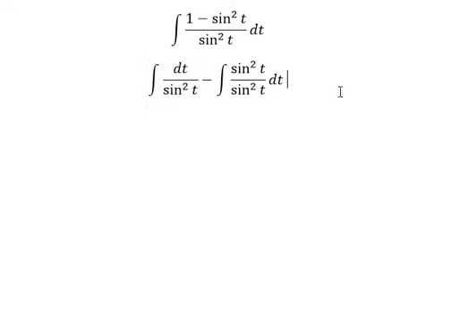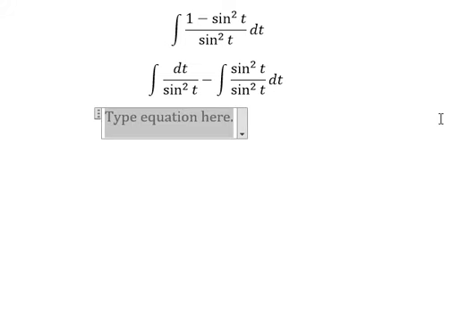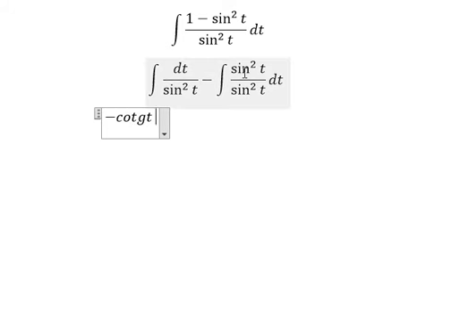This one we can find the answer. Oh sorry, that's about negative cotangent t. This one is 1, because sine squared t simplifies with sine squared t. So this is 1 and you get negative t. And we will have plus c here.